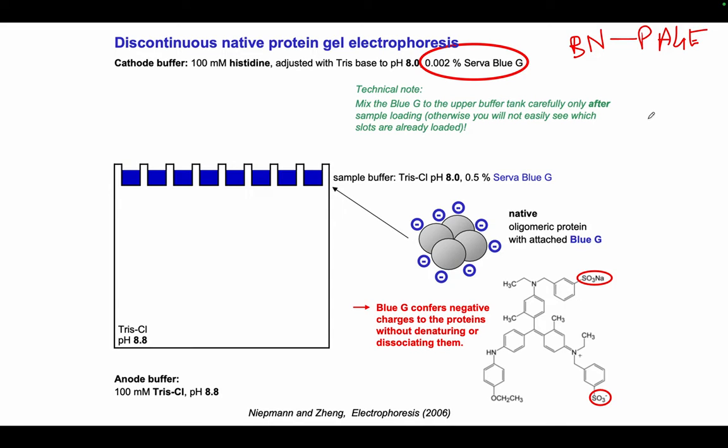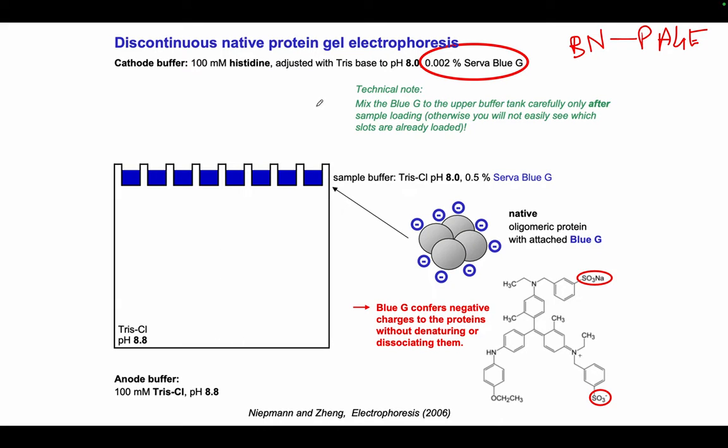Where we are basically using a different molecule to impart a negative charge to the protein. Okay, this is a dye called Serva Blue G. We can also use Coomassie R250. And when we add it in a sample loading buffer, it basically surrounds the native state of the protein and gives it a negative charge. Okay, but it is not going to denature or dissociate the protein. We are just giving uniform charge to the protein. This means that the protein is now only going to migrate based on its mass.